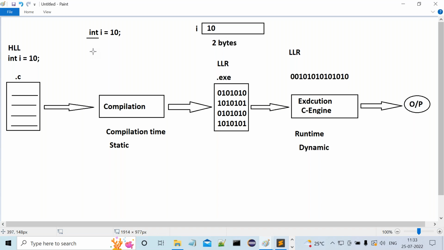How many primitive data types are available in Java? 8. What are these 8 primitive data types? Byte, short, int, long, float, double, boolean, character.